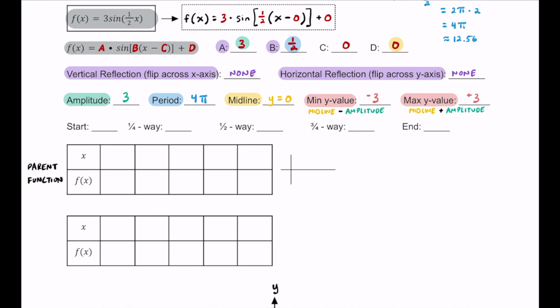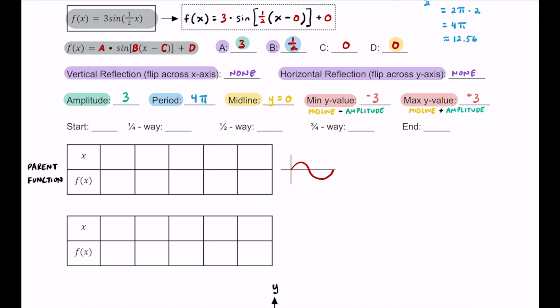All right, so it's good to refresh the parent function to make sure you have this memorized. But basically for the parent function, the sine wave always starts at the origin. It comes up to +1, hits the x-axis, goes down to -1, then comes back up to the x-axis. So this is going to be one full period.